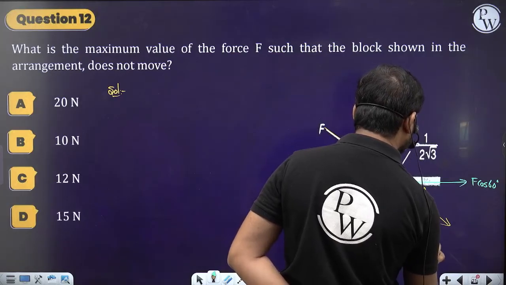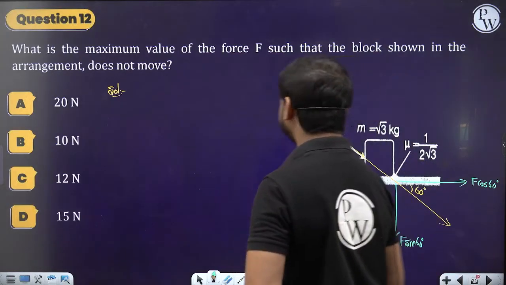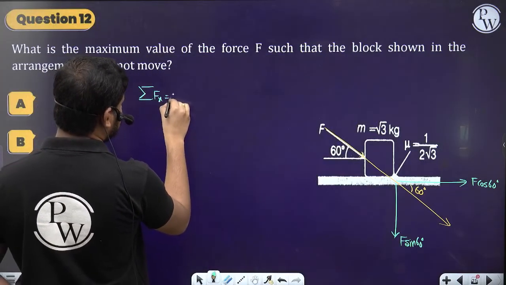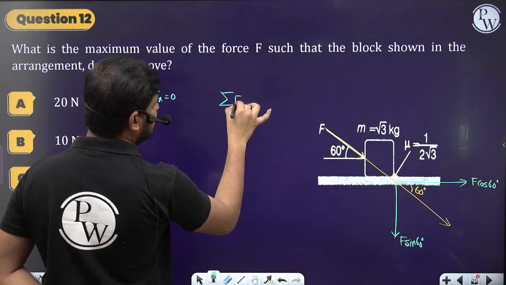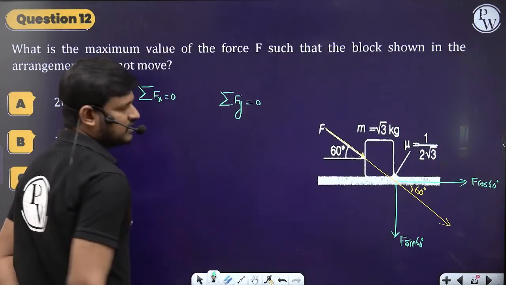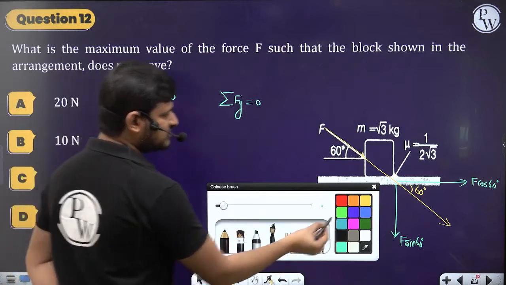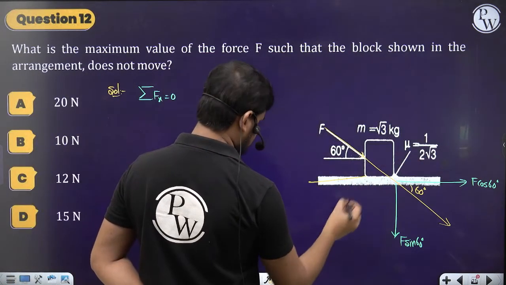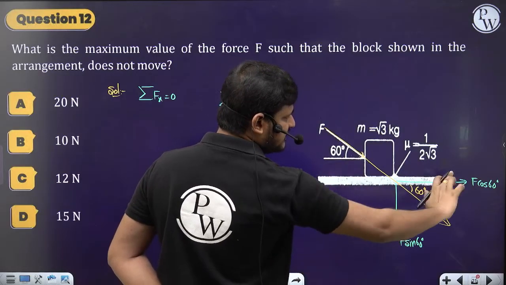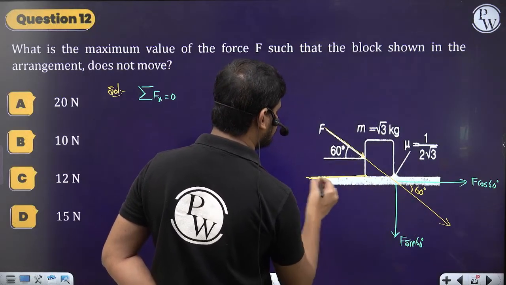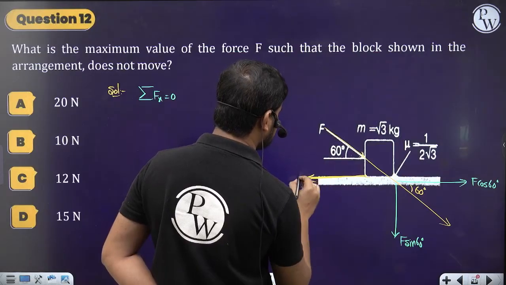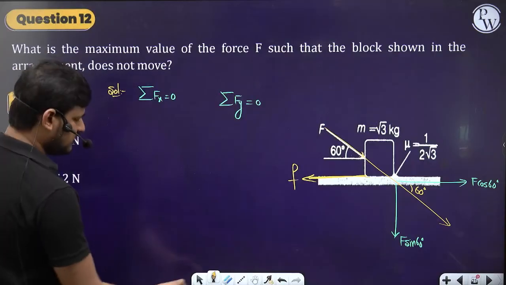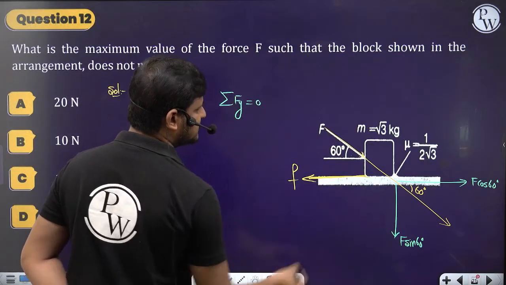The object does not move, they are saying. So if the object does not move, the summation of forces in the x direction should be 0, and the summation of forces in the y direction should be 0. That's it. The coefficient of friction is given, mu is 1 by 2 root 3. Obviously the friction force is acting to the right side. The horizontal force is responsible for the motion, right? So that's why the friction acts this side. So the summation of forces in the x direction is 0.